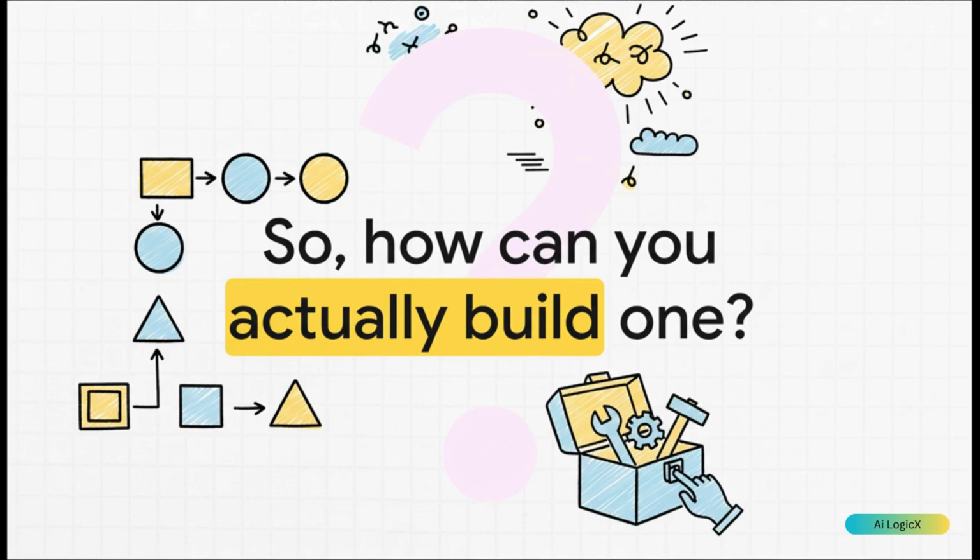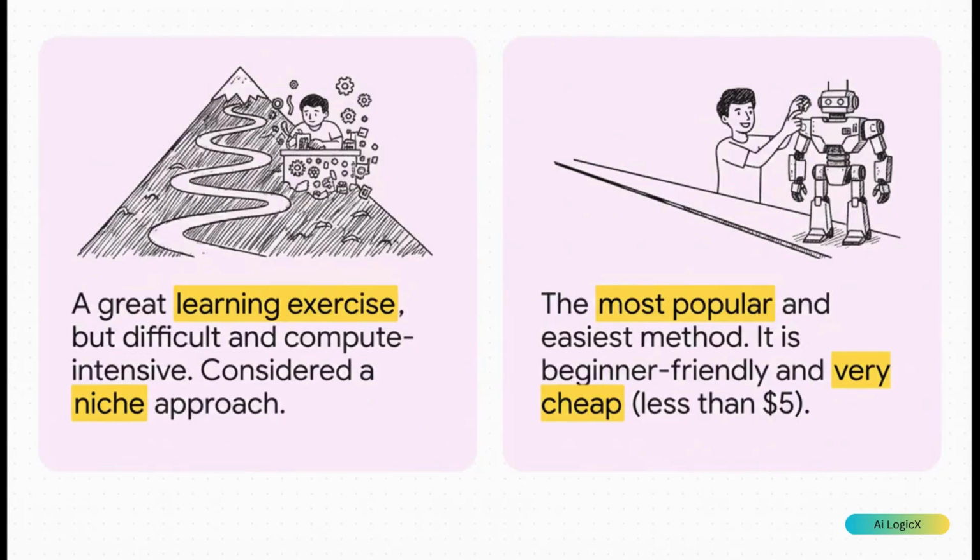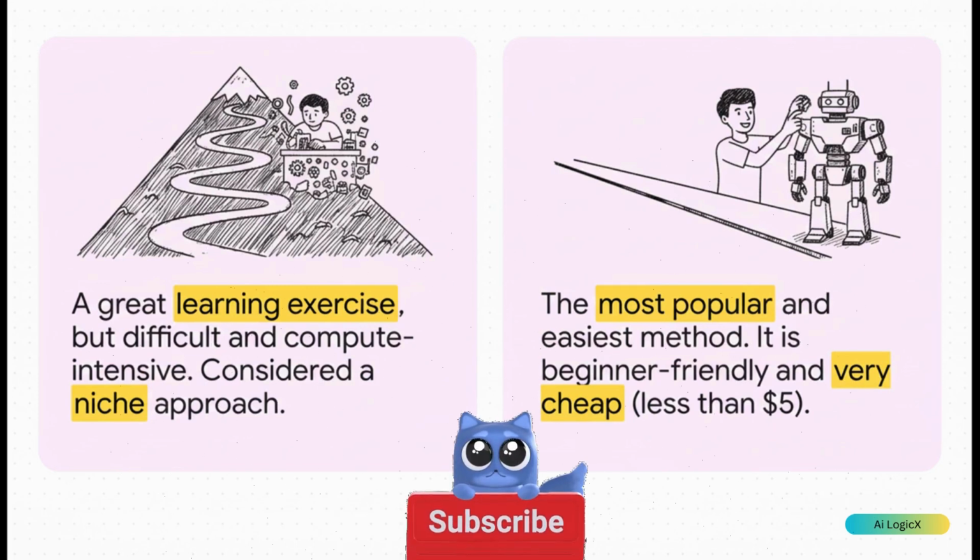Well, let me tell you, it is way more accessible than you probably think. So, you've basically got two roads you can go down. On one hand, you could try to build a model completely from scratch. It's an amazing way to learn, for sure, but it is incredibly hard and costs a fortune in computing power. Or you can do what pretty much everyone does. Take a massive, powerful model that already exists and just fine-tune it for your needs. It's beginner-friendly, super cheap, and it's by far the most popular way to do it.